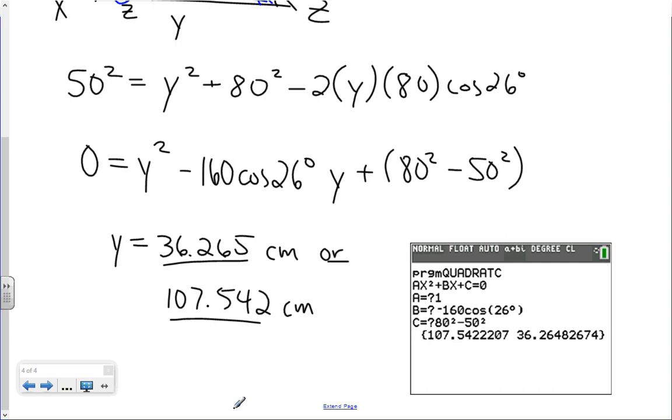That right there is the end of this section. Section 9-5, the ambiguous case.